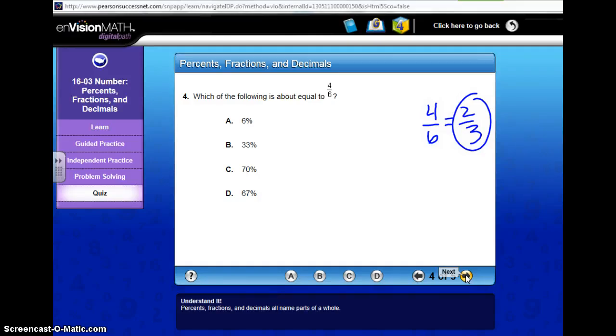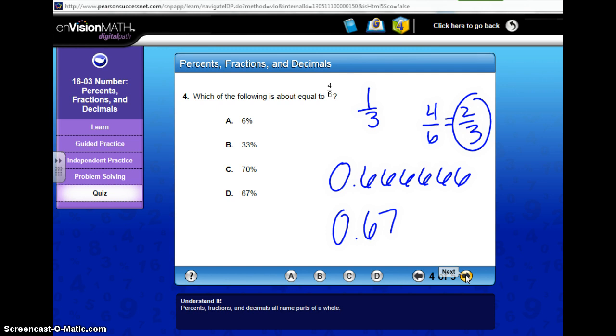If you had your calculator in front of you and I said you could use it, how would you figure this out? 2 divided by 3, right? Well, I'm going to show you what you would get in your calculator. You'd get this, which is basically this. 67%. Now, 1/3 would be 33%. Will? 1/3 would be 33%. 70% would be 0.70.